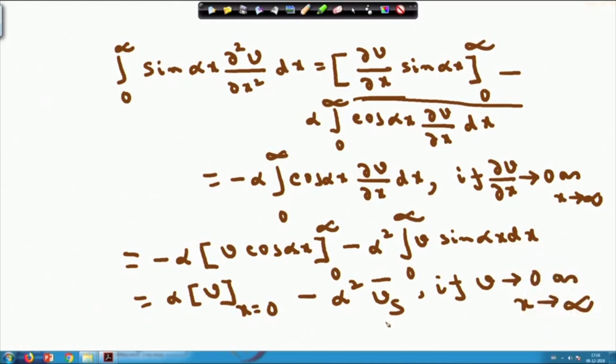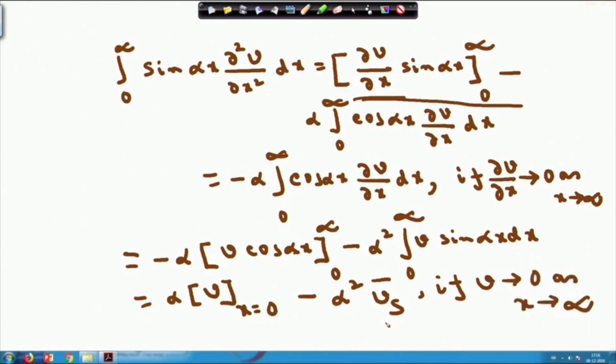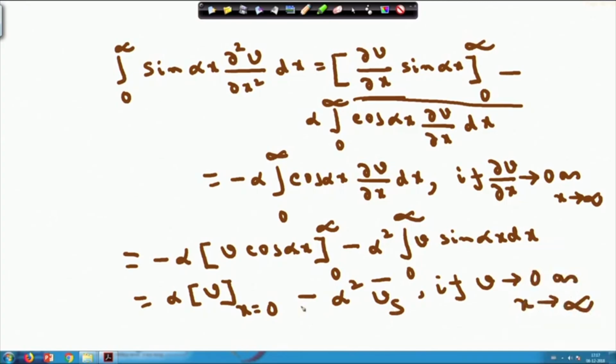Therefore, whenever I take the sine transform of a function, this is 0 to infinity sin alpha x del 2 v del x square dx equals alpha into v at x equals 0 minus alpha square v bar s, provided I know that v approaches 0 and del v del x approaches 0 as x approaches infinity.